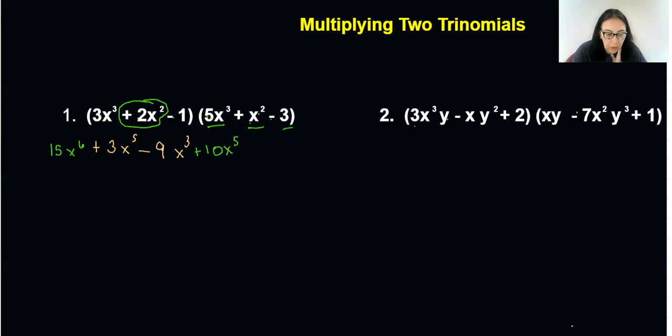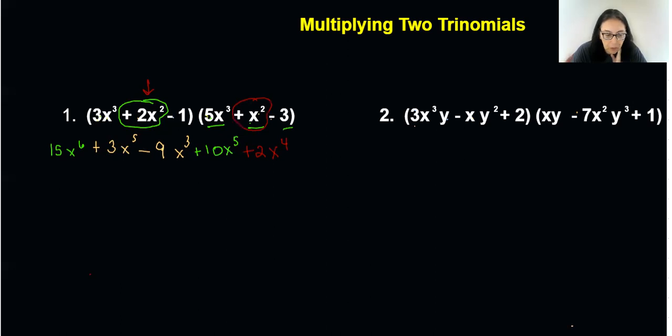Then I'm going to change my color again. We're going to go 2x squared times 1x squared. 2 times 1 is positive 2. X squared times x squared is x to the fourth. And then one more term we got to multiply.